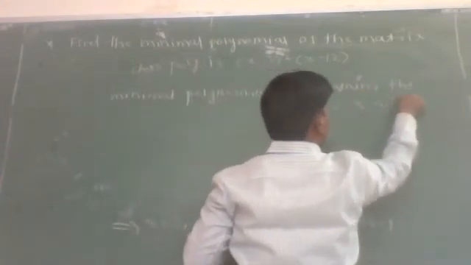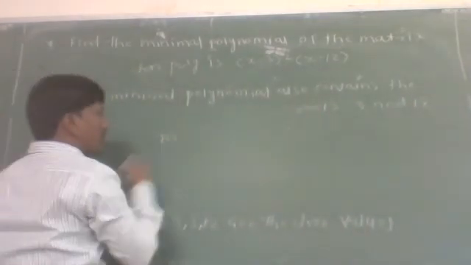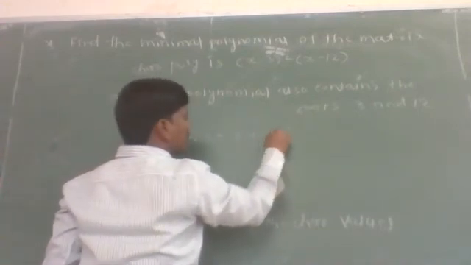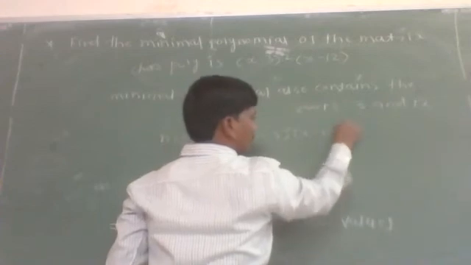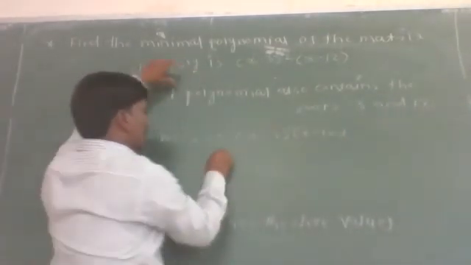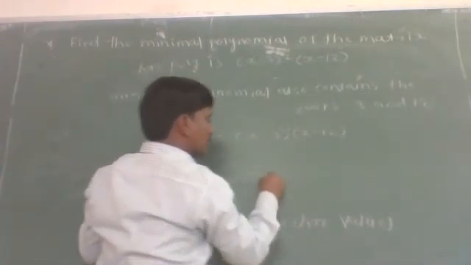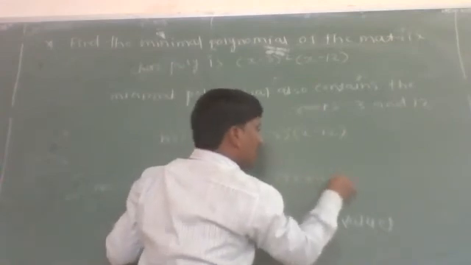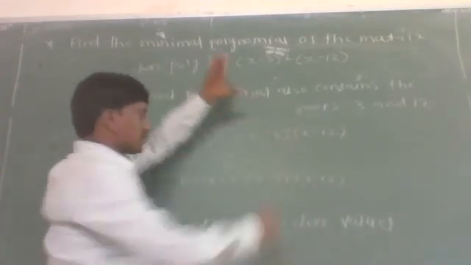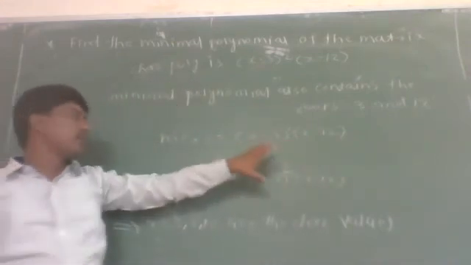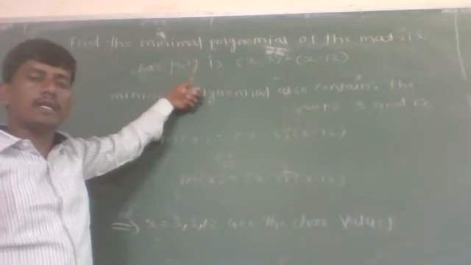As it contains 3 and 12, the possibility for the minimal polynomial is m of x equal to x minus 3 into x minus 12, either this, or another possibility is x minus 3 square into x minus 12 only. These are the only two possibilities for the minimal polynomial for the given matrix A.